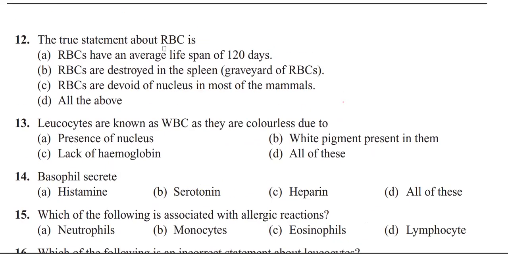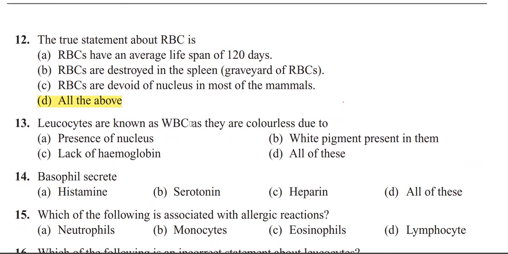The true statement about RBC is RBCs have an average lifespan of 120 days. RBCs are destroyed in the spleen. Hence, it is considered the graveyard of RBCs. RBCs are devoid of nucleus in most mammals. All the above, all the statements are true.